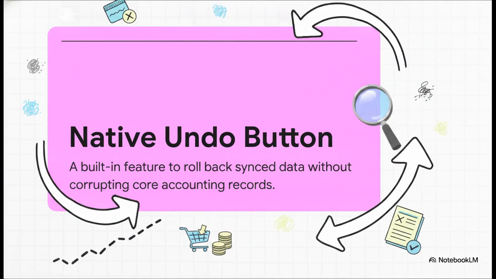Oh, and there's another feature here that I think is an absolute lifesaver. PayTraQer includes a native undo button. If you've ever messed up an account mapping, and let's be honest, anyone who has ever touched QuickBooks has done this, you know the absolute panic of syncing thousands of wrong entries. The native undo button lets you click once and instantly roll back all that sync data without corrupting your core accounting records. It completely removes the fear of making a costly mapping mistake and lets you experiment with your setup confidently.